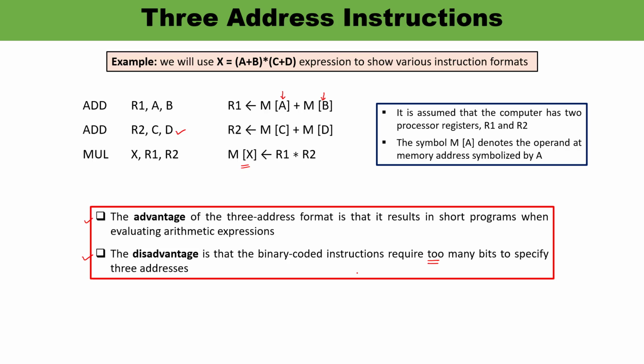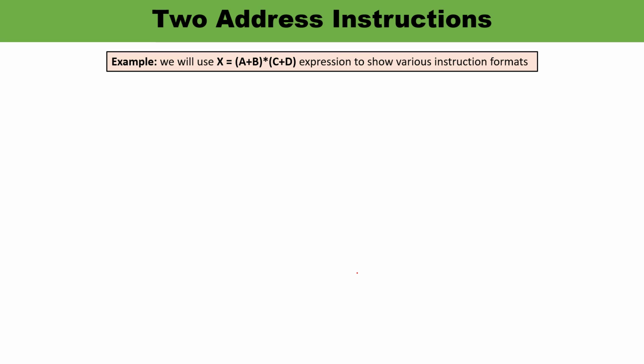So you must remember both the advantages and disadvantages. Now let us talk about two address instructions. Here two address fields will be used, and two address instructions are most commonly used in commercial computers. Again, first we have to add A and B, add C and D, and then multiply. Because these are two address instructions, you can identify two addresses.